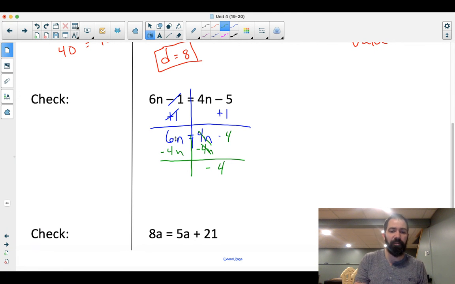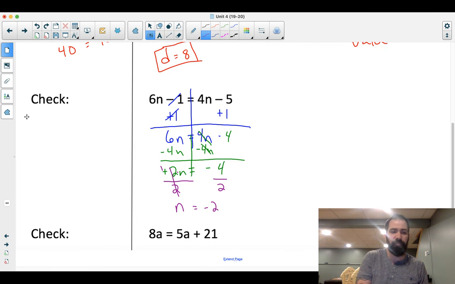Sorry about that. 6n minus 4n is positive 2n. And then our last step of getting rid of the 2, this is 2 times n, so we're going to divide by 2. 2 divided by 2 is just 1, so we're left with n, which equals negative 4 divided by 2, which is negative 2.